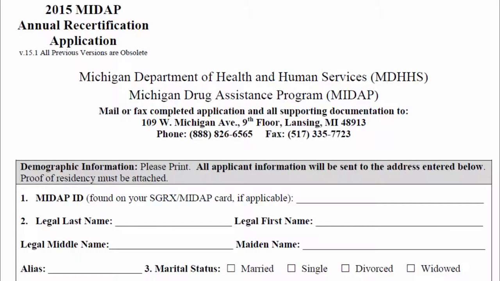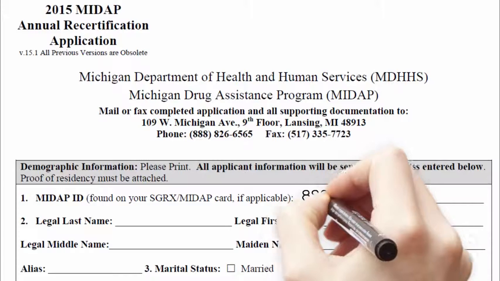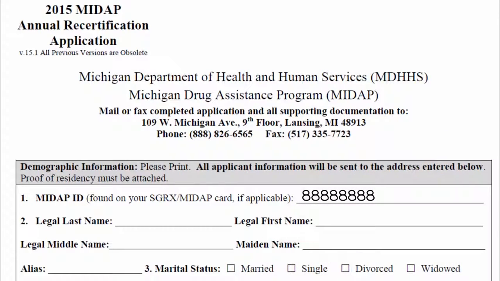Question 1 asks for your MiDAP ID number, which you can find on your MiDAP ID card. Your ID number is the 8-digit number that is written in the white space above your name. Question 2 asks for your legal name, which is the name listed on your government-issued form of identification.